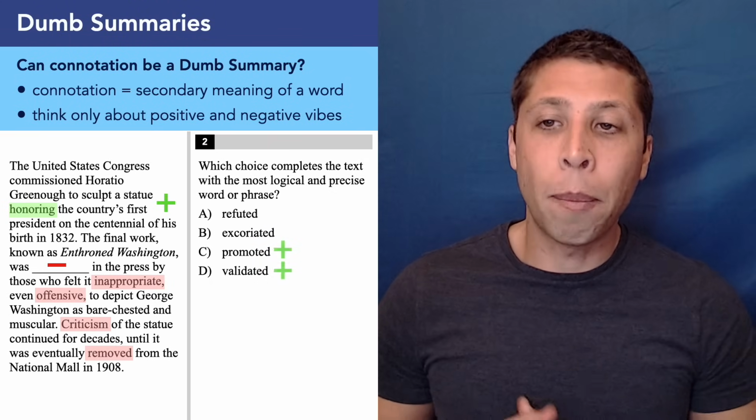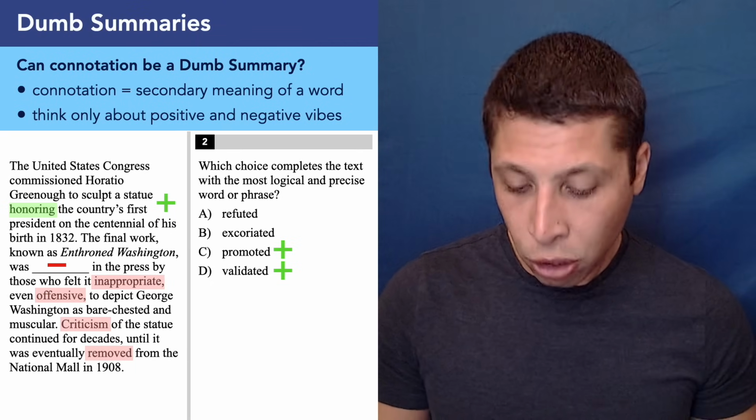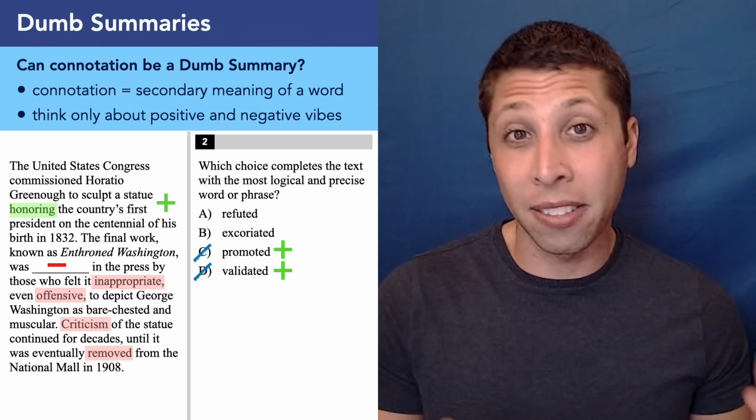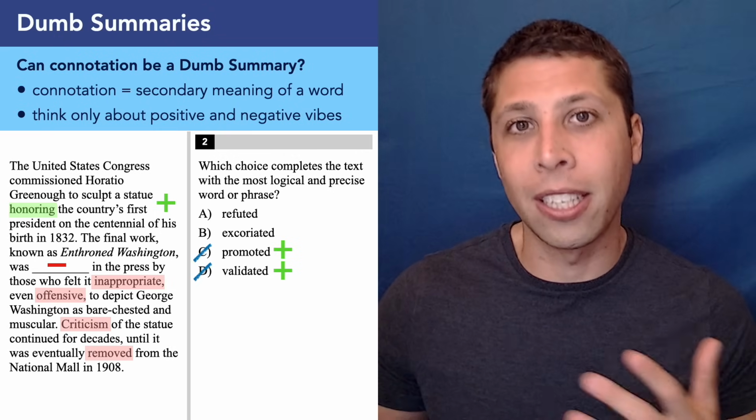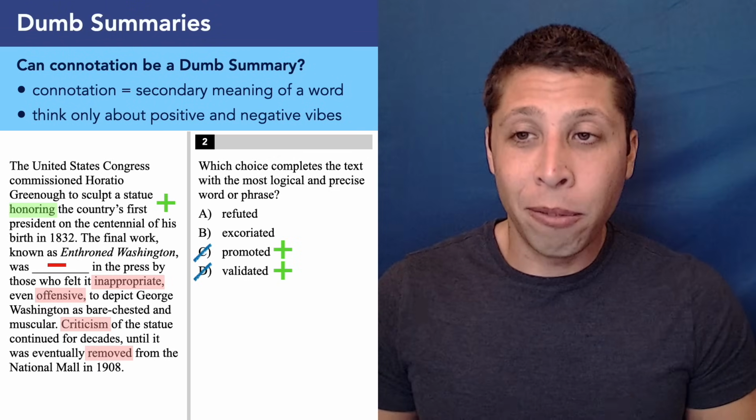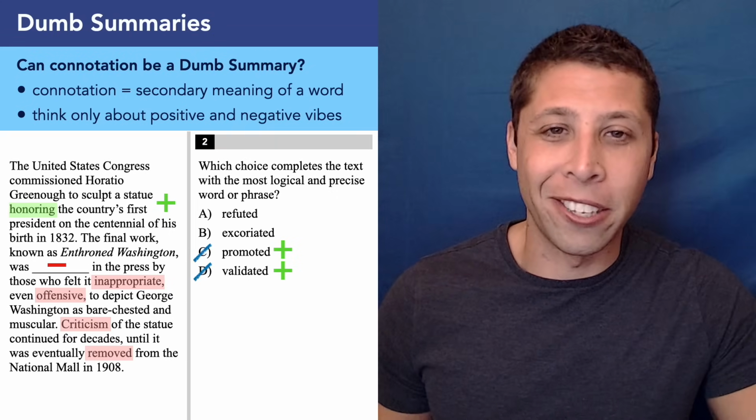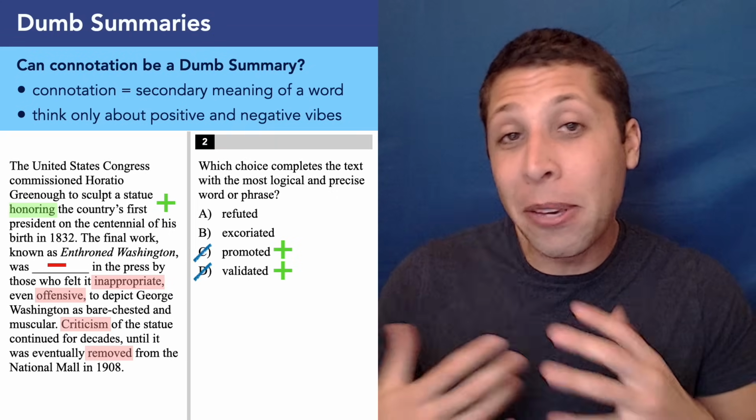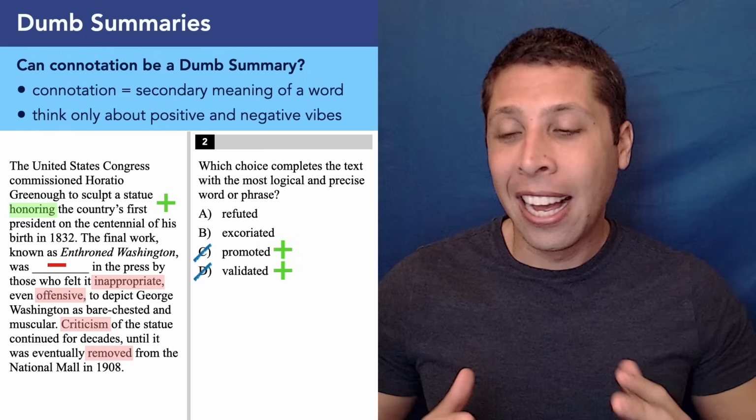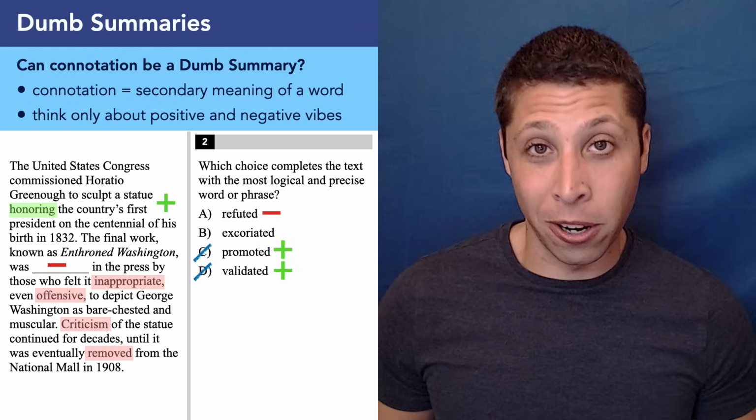Hopefully you know that promoted and validated are both positive words, okay? So it's not likely that they're going to be right. We would really not want to put a positive word in this blank that clearly needs a negative word. The other two are a little hard. Refuted is an important word to know. Maybe you've already encountered it at some point in your SAT prep, but maybe you don't quite know the definition. You don't have an ability to recite it. That's okay. I'm hoping that you have some kind of memory that it's a negative word.